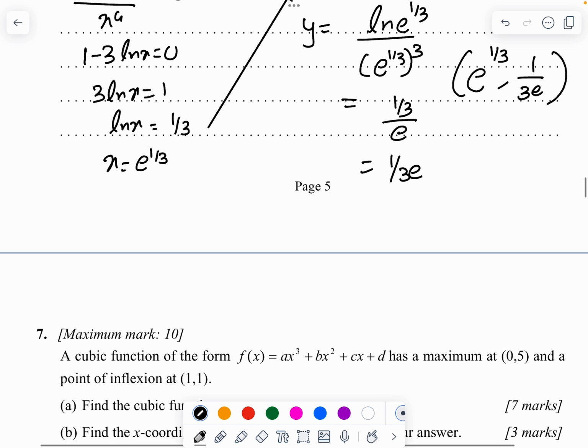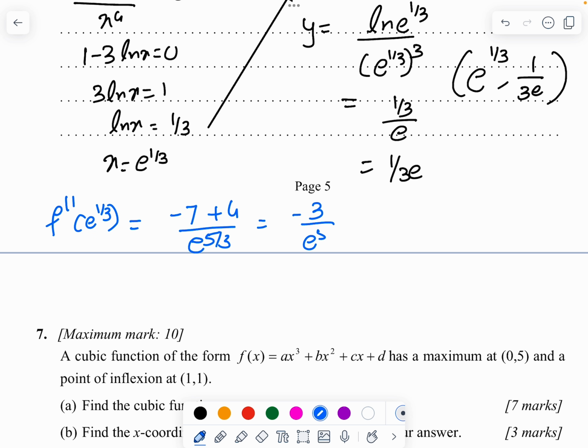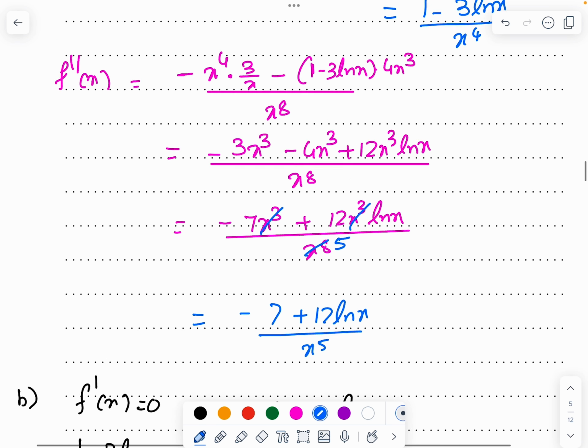Now, we need to know whether it is maximum or minimum. So for that, find the second derivative. The second derivative at e power 1 upon 3 is minus 7 plus 4 upon e power 5 upon 3, which is minus 3 upon e power 5 upon 3, which is negative. So if the second derivative is negative, it is going to be a maximum.